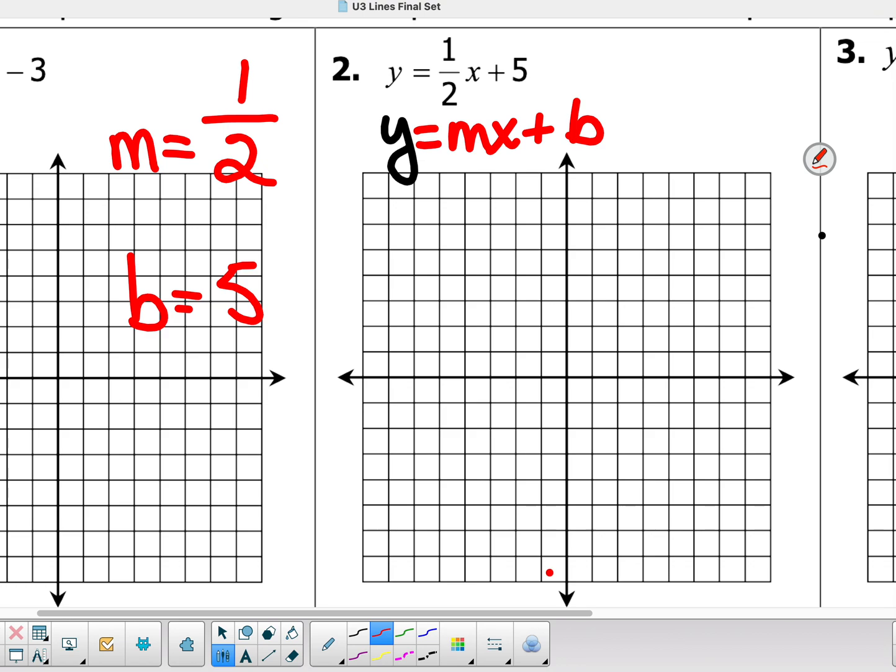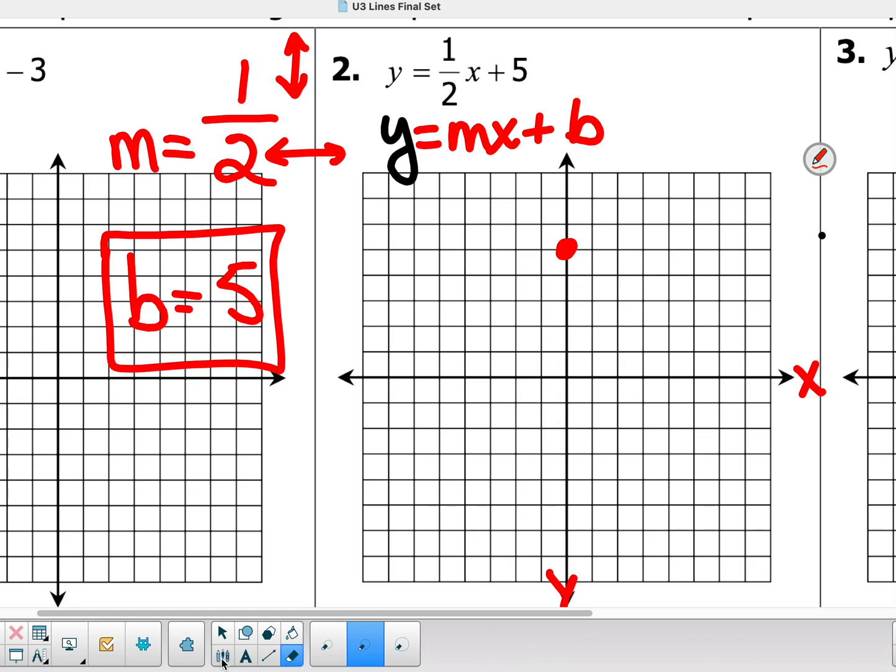The y-axis is the vertical axis. The numerator of the slope is your motion moving up and down the y-axis. The denominator of the slope is your motion moving from left to right across the x-axis. Here's the x-axis. So my starting point is going to be on the y-axis at the ordered pair 0, 5, or just at 5 on the y-axis. So here's my starting point.